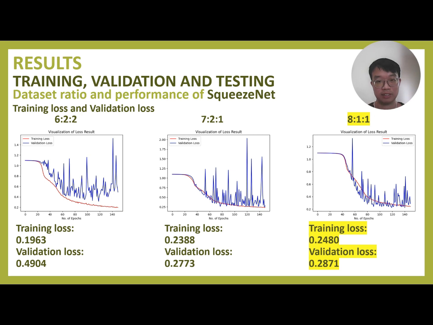For the training loss and validation loss of the SqueezeNet, the best training loss and validation loss are from the SqueezeNet trained on 811 dataset ratio. It has a training loss of 0.24x0 and validation loss of 0.2x71.